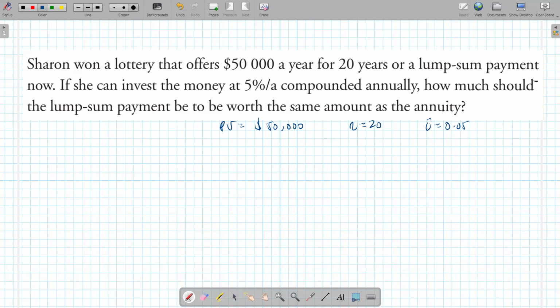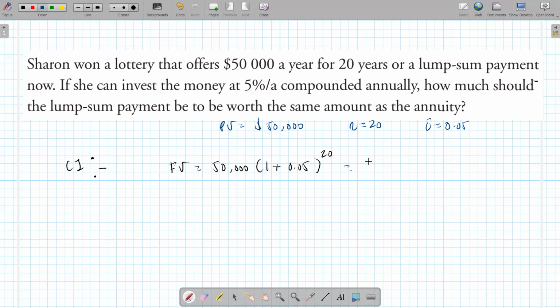Should we use technology? Probably not. All right. So 5% compounded annually. Let's see what the future value is. If you put this money at 5% compounded annually, then you're just going to use the compound interest formula. And let's see what this gives us. So 50,000 times 1.05 to the power 20.